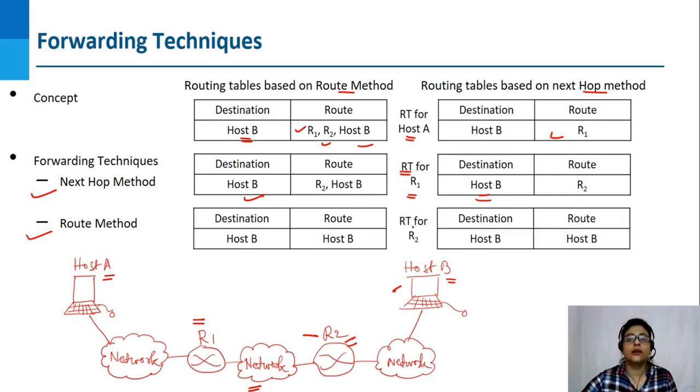Finally, the routing table for R2 will be like this. For the route method, the destination should be host B and the route should be host B, because R2 is directly connected to host B through the network. For the next hop method also, it is the same: the destination is host B and the route is also host B, because the next hop is host B.